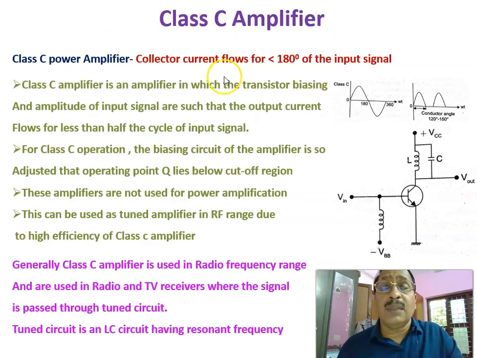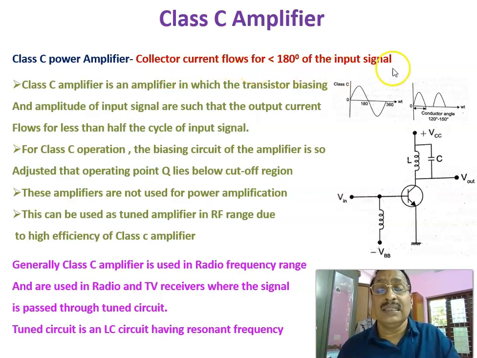The fourth type of power amplifier is the class C power amplifier. In the class C power amplifier, the collector current will be flowing for less than 180 degrees of the input signal. Class C power amplifier. Therefore, this is the input signal. This duration is less than 180 degrees. Therefore, this is the class C power amplifier.